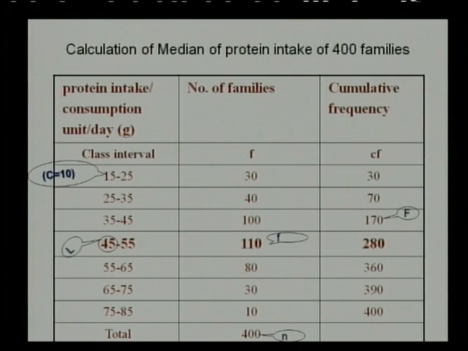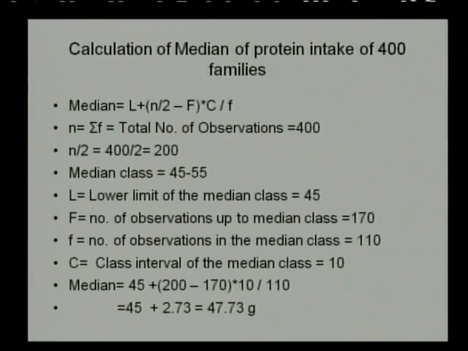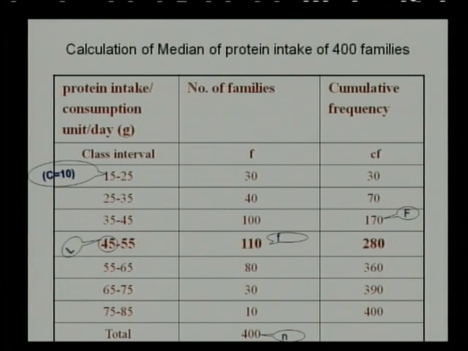See, how do I obtain it? So here it is 30. What is the meaning of 30? That in the 15 to 20 class, the observations are lying between 1 and 30. Next class, the cumulative frequency is 70, right? So 31 to 70, the observations are in the class 25 to 35. Next class, if we move, then 71 to 170 observations are lying in 35 to 45.